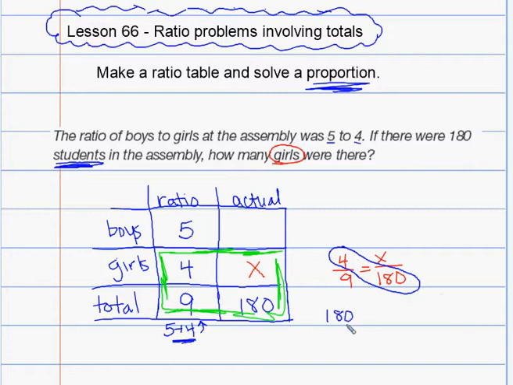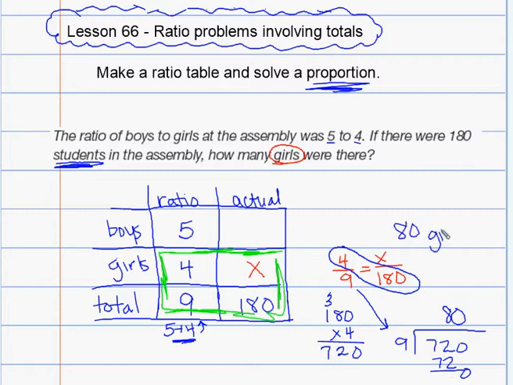We will take 180 times 4, 720. And then remember, then we will divide by the number that we didn't include. 9 goes into 72, 8 times, 72, 0, so 80. So there are 80 girls in the assembly. Now if I needed to find out how many boys also, I could just subtract and find out that there were 100 boys.